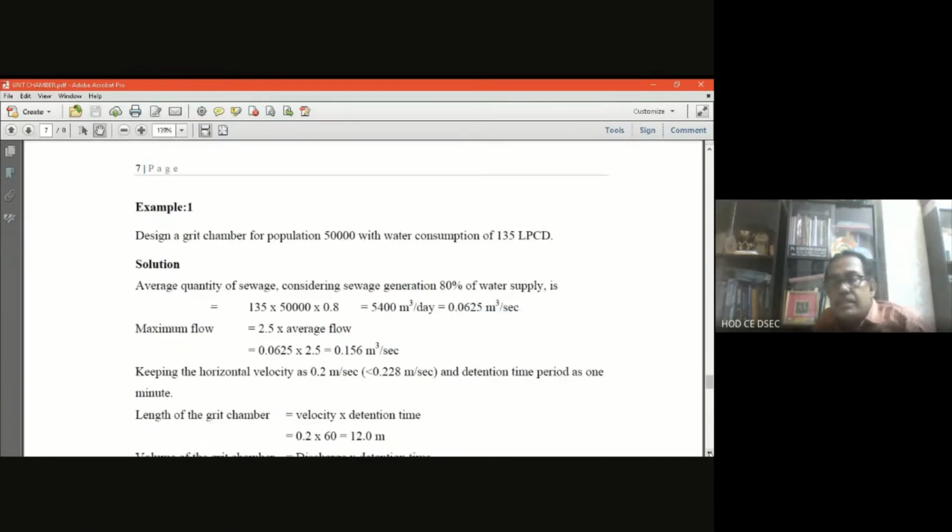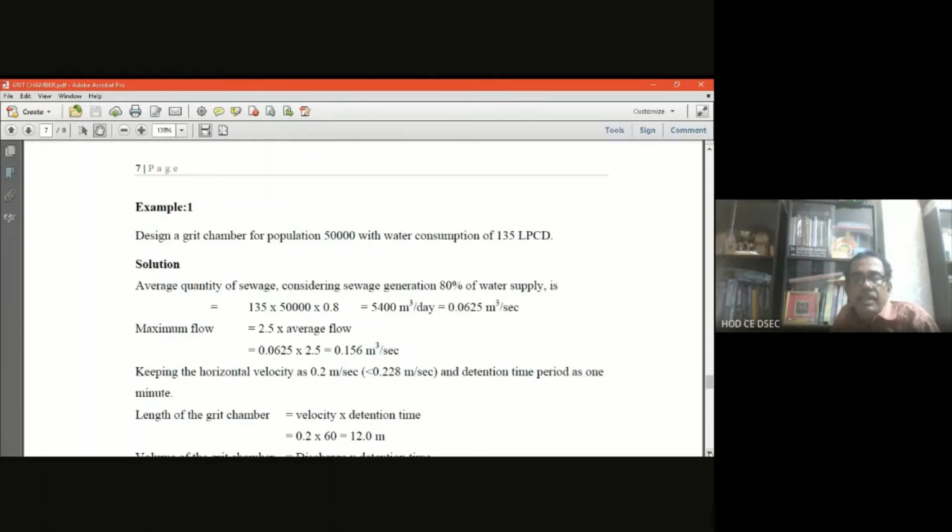Now let us take an example of grit chamber design. Let us solve a problem. Design a grit chamber for a population of 50,000 with water consumption of 135 liters per capita per day. The population is 50,000 and the water consumption is 135 liters per capita per day. What is the total quantity of water? It is simply 50,000 into 135.